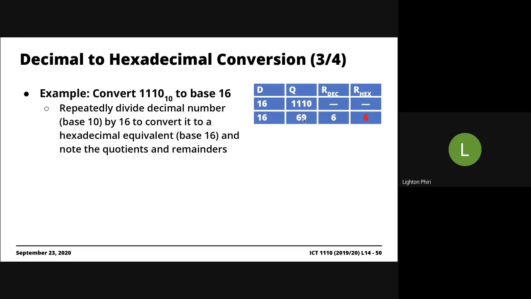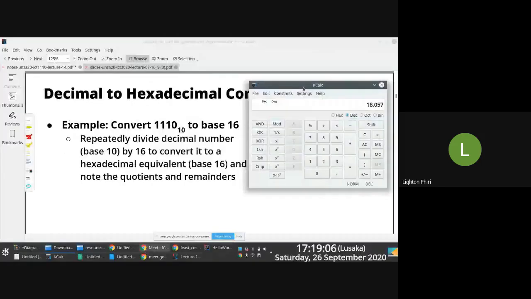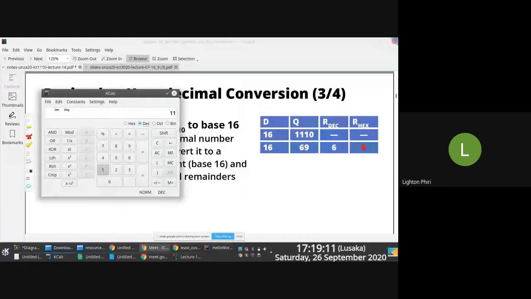Yes, it's 69, remainder 6, right? And we can confirm this using my nice calculator here. I think it would be nice if we use the calculator. 1110 divided by 16 gives us 69, right? Remainder is 6. We know how to get the remainder, right? It's the same stuff we were taught in grade 1.